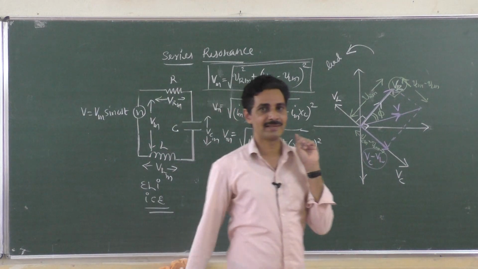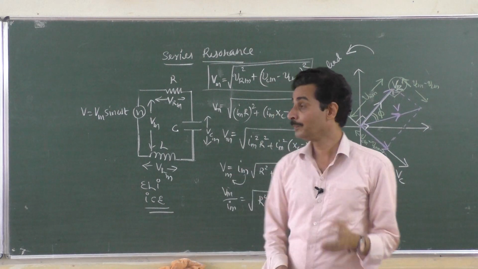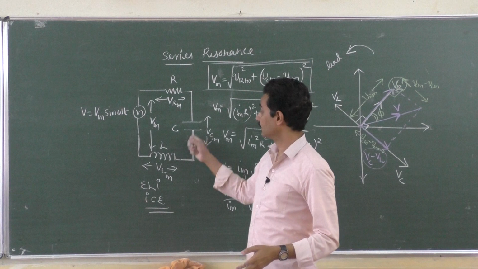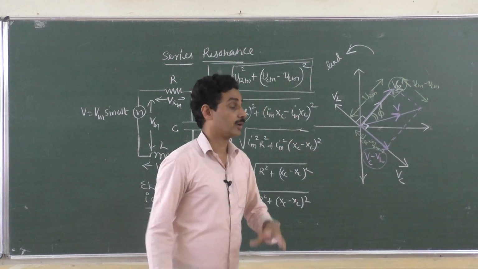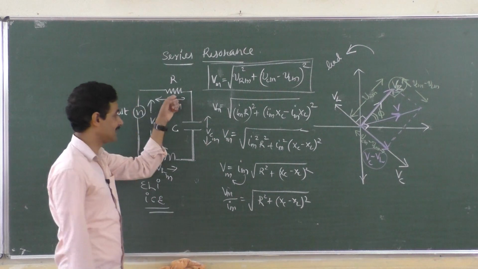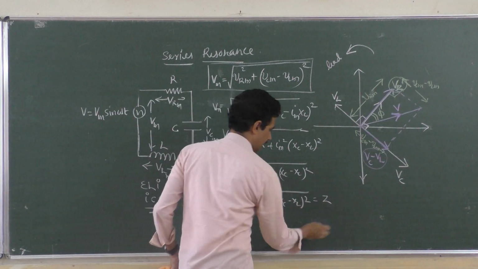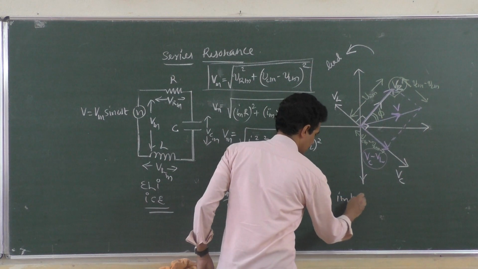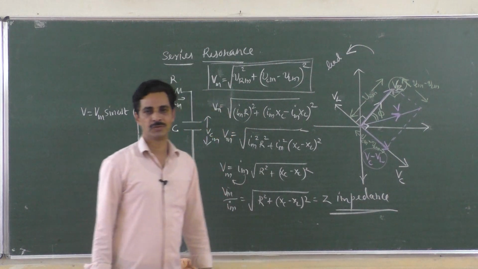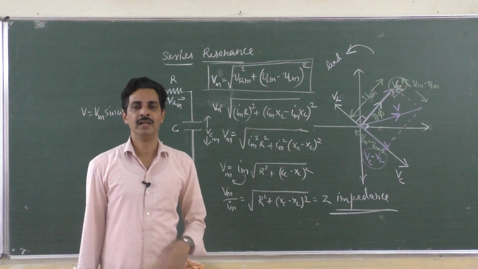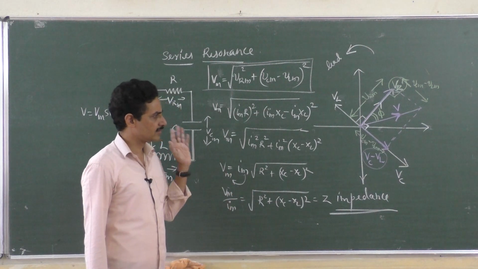But we don't call it resistance because there is a resistor of resistance R, and there are two components, inductor and capacitor, which have reactance also. This is the combination of resistance, reactance and reactance. I call this Z, that is called impedance. It is the total impedance. Total voltage by total current is called the impedance of the circuit, Z. So finding it out is very easy.